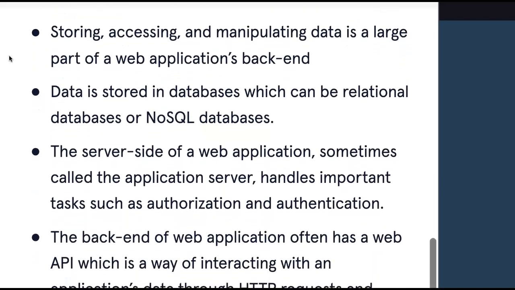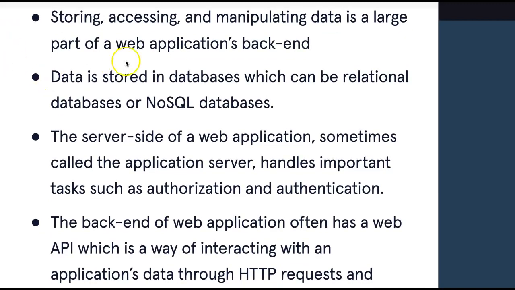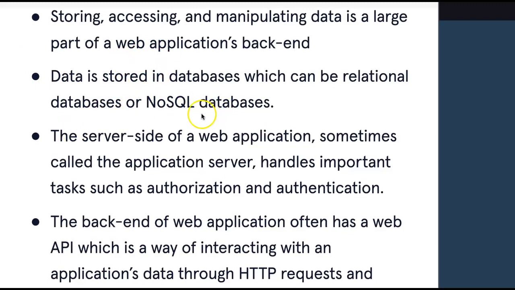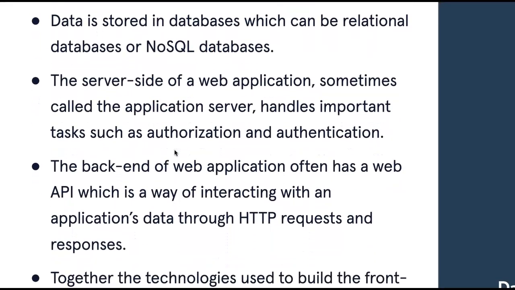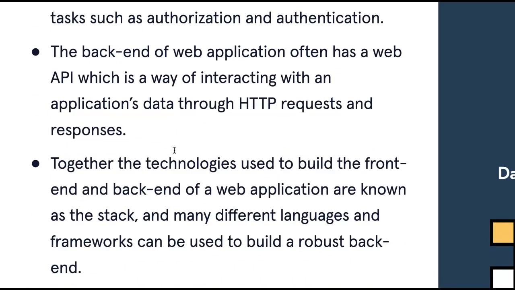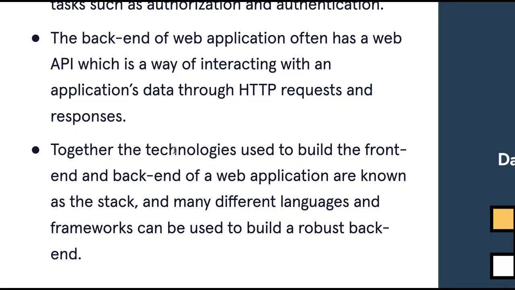Storing, accessing, and manipulating data is a large part of a web application's backend. Data is stored in databases, which can be relational databases or NoSQL databases. The server side of a web application, sometimes called the application server, handles important tasks such as authorization and authentication. The back end of a web application often has a web API, which is a way of interacting with an application's data through HTTP requests and responses.